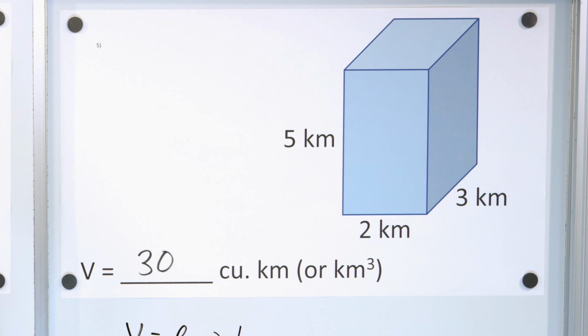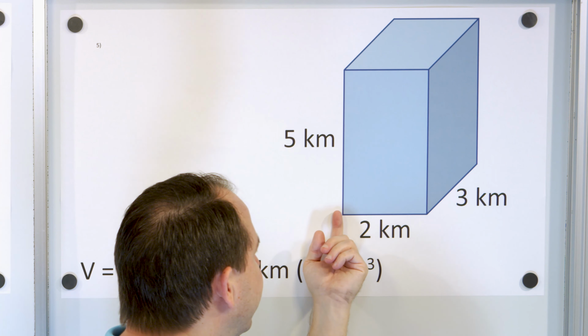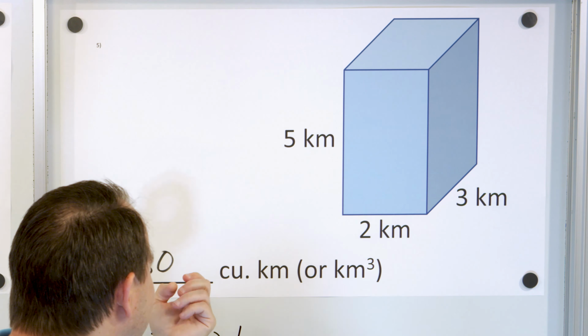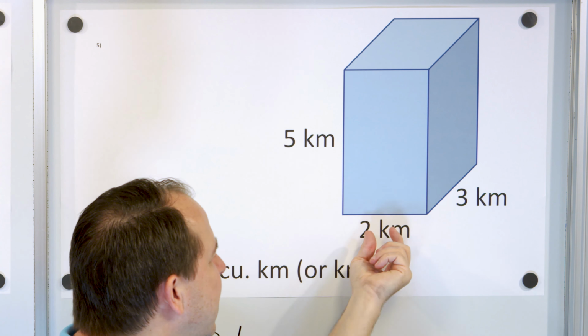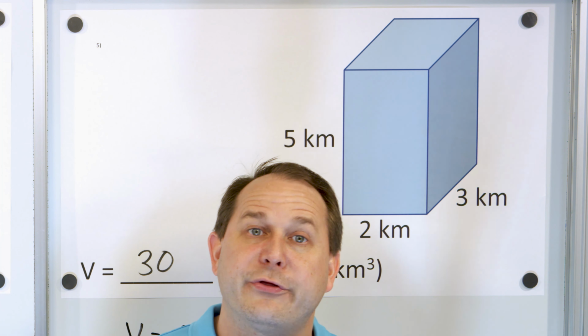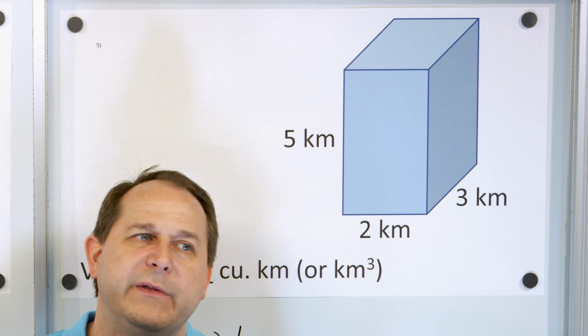So what this means is if I actually built a skyscraper where the width of it was this much and the depth was this much and the height was this much, then I would be able to fit 30 of these little cubes inside, where each cube had a side in all directions of 1 kilometer, 30 of them. That's what would fit. So there are really two goals here.